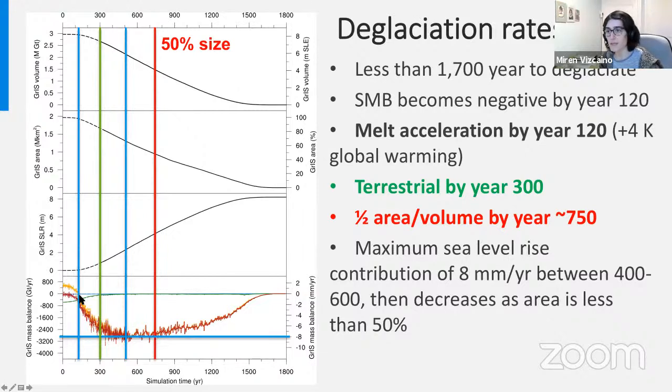It becomes negative by year 120. This other line is obviously the mass balance, or the sea level rise contribution, and first it is at 0, so the ice sheet is in equilibrium at the beginning. The ice sheet becomes terrestrial more or less by year 300. So the ice discharge, which is this green line, is more or less 0 by that time.